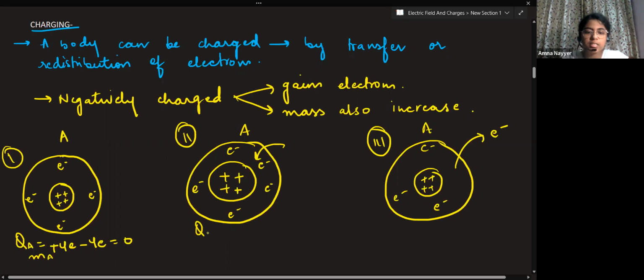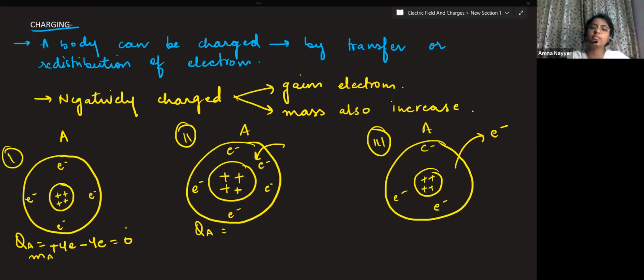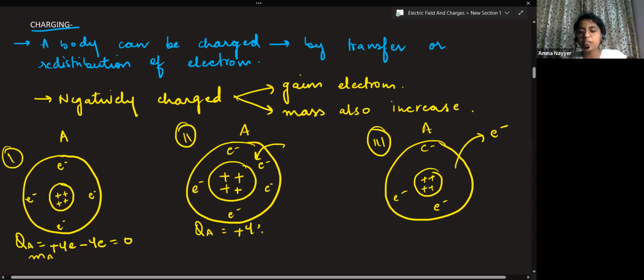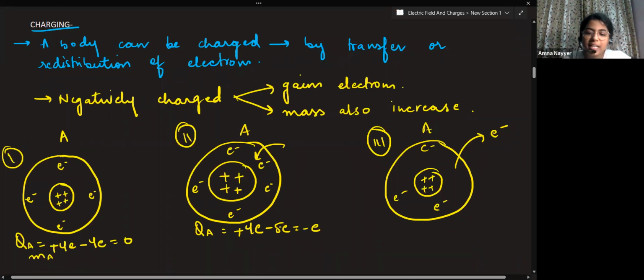In this second case, just tell me, what is the total charge? Is it still neutral, or does it contain any charge? Negative charge will increase. Yes, Salman, Atif, both are right. Now we have plus 4e for these 4 positive charges, but we don't have minus 4e for electrons. Now we have minus 5e. So minus 5e plus 4e, by using simple mathematics you can figure out that this will be minus e. Minus e means minus 1.6 into 10 to the power minus 19 coulombs. Here it was 0 in the first case. Here we have minus e.